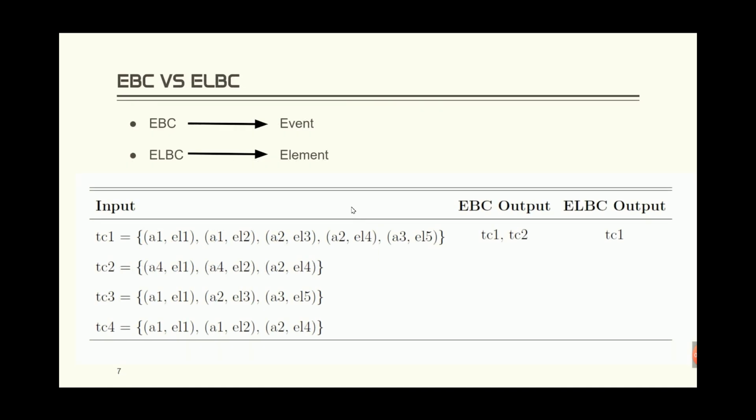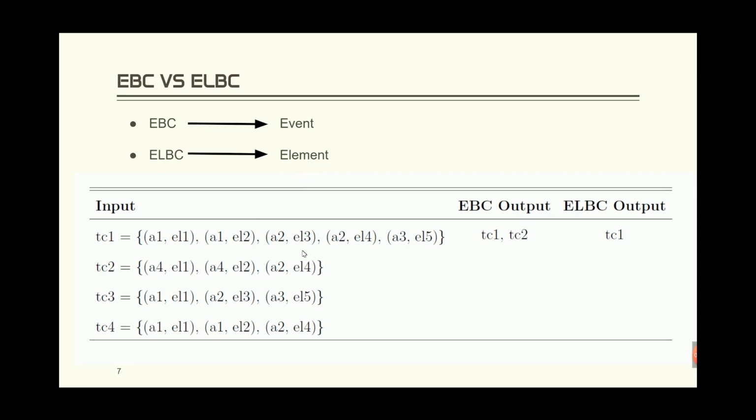This slide shows an example that determines briefly how our previous criterion, the event-based criterion in a previous study, and the current criterion, which is the element-based criterion, reduce test suites. Event-based criterion, EBC, depends on events of Android to reduce the suite, while element-based criterion, ELBC, relies on elements of the Android test suite to reduce the test suite.